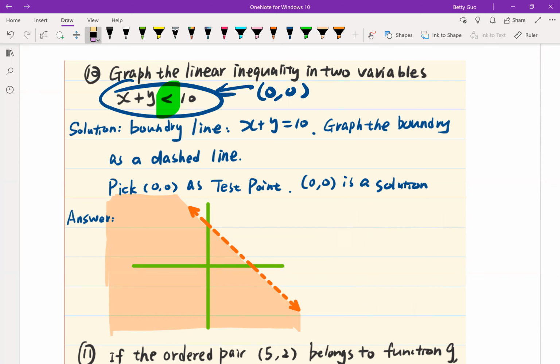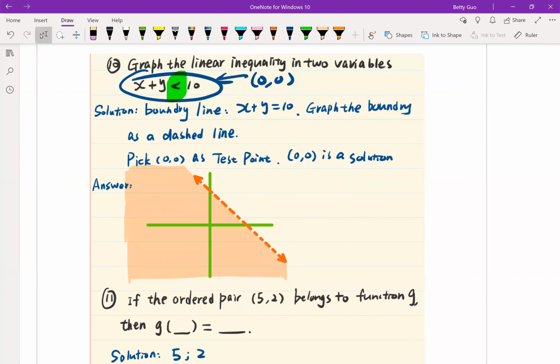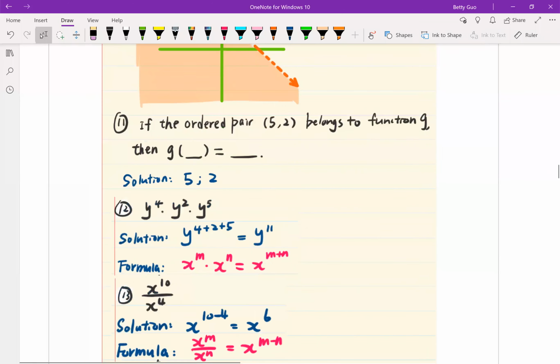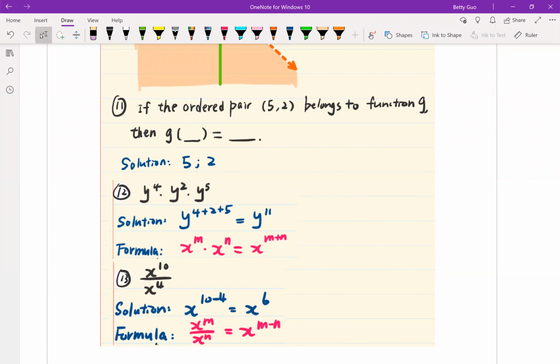All right. So we don't have time to go much deeper. We learned this before. We are not learning this, we are reviewing. Number 11, if the ordered pair (5, 2) belongs to function g, then g(blank) equals blank.